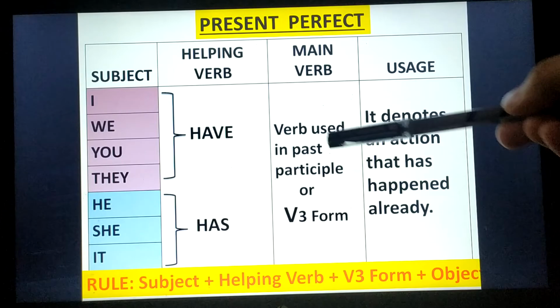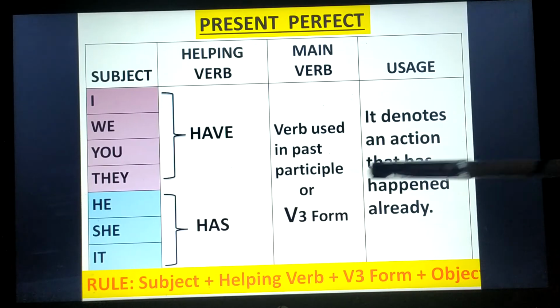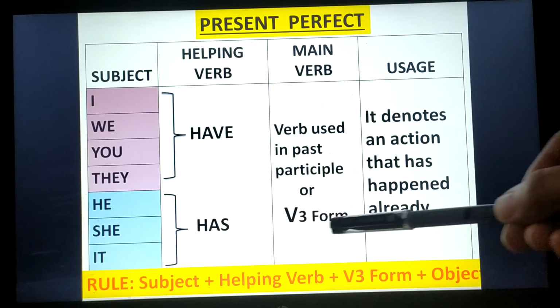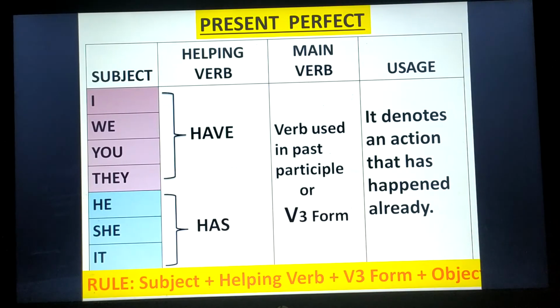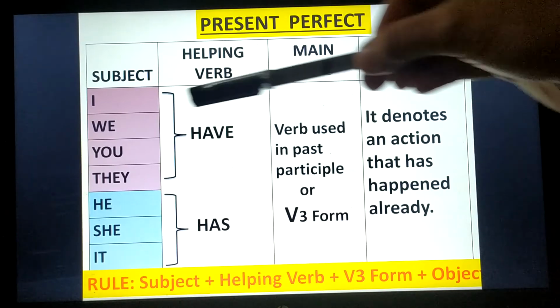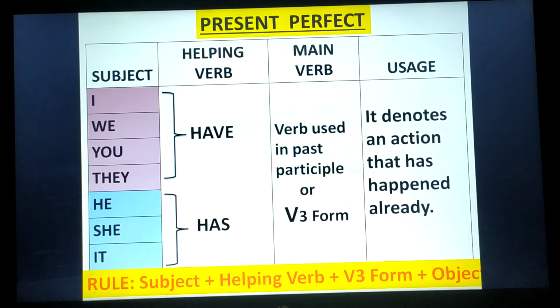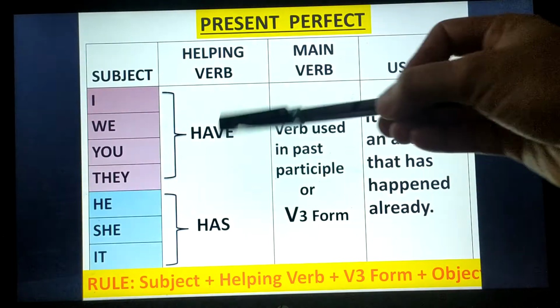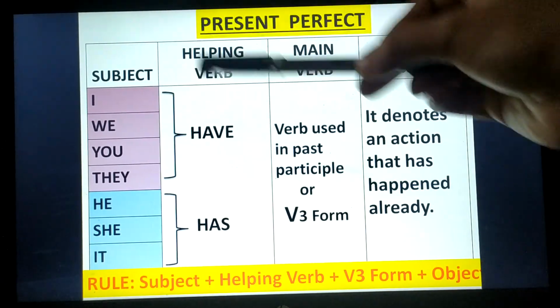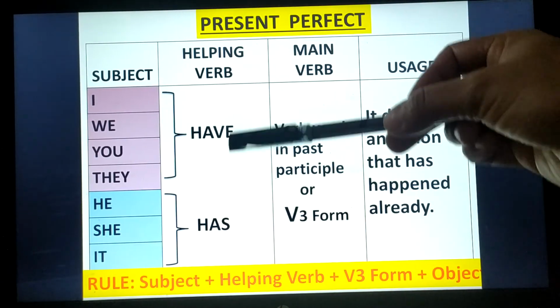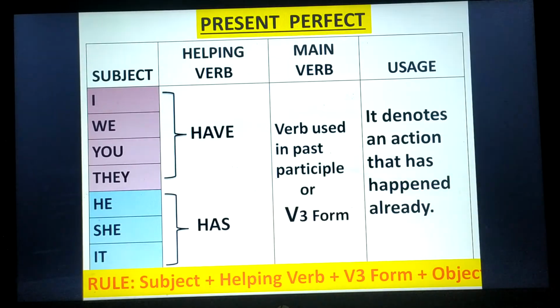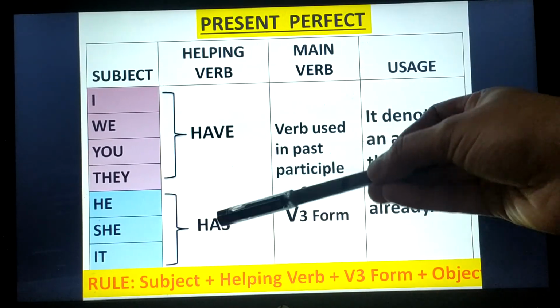The main verb is used in the past participle. You know what past participles are? The third form of the verb, right? And we use it to show the action that has already happened. If we talk about subjects like I, we, you, they, especially in case of plurals, we use have, and in case of I also, right? We use the helping verb have, but for he, she, it, or any single person's name, we will use has.